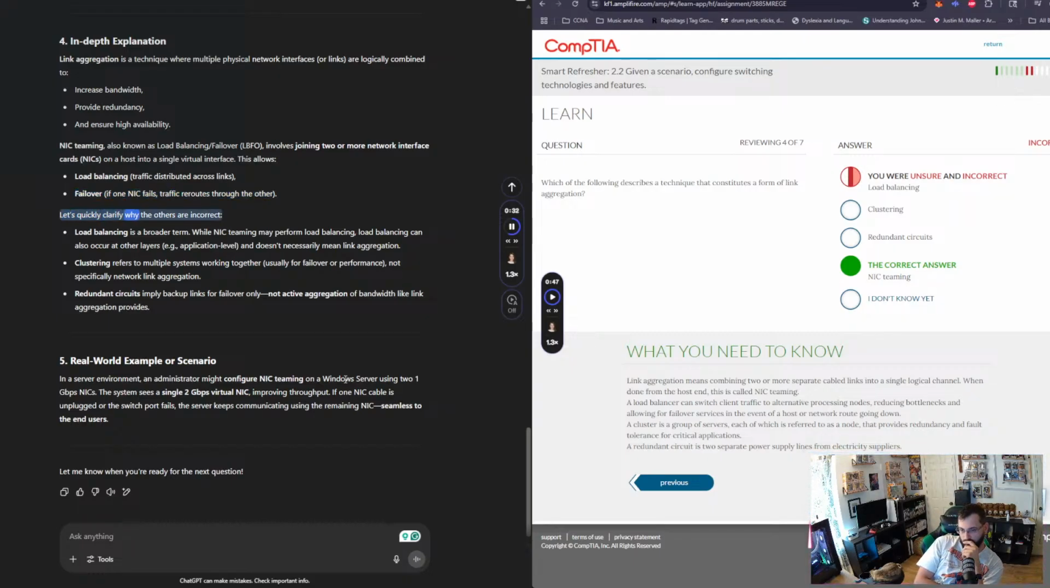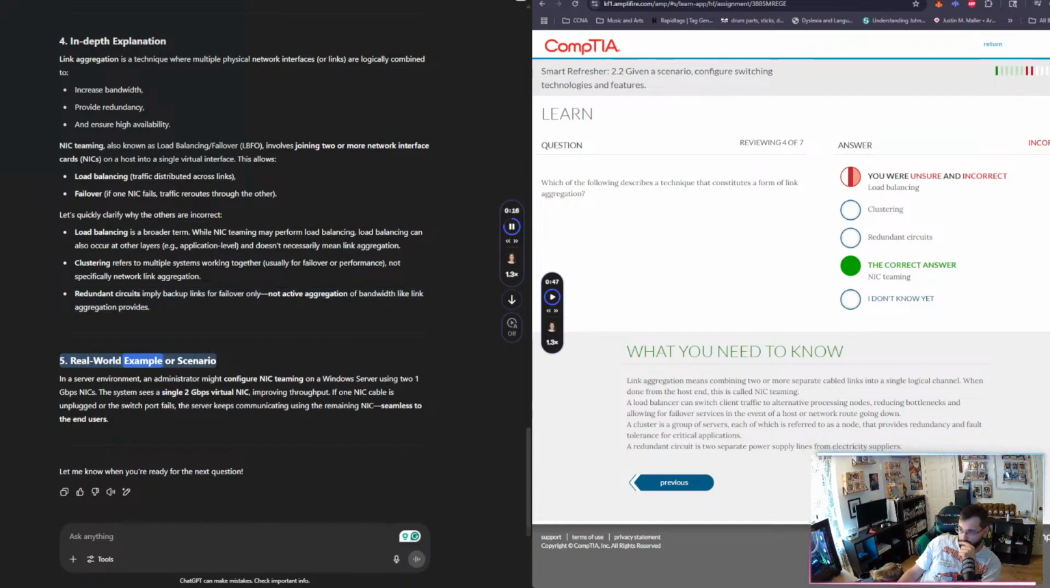Let's quickly clarify why the others are incorrect. Load balancing is a broader term. While NIC teaming may perform load balancing, load balancing can also occur at other layers, for example, application level, and doesn't necessarily mean link aggregation. Clustering refers to multiple systems working together, usually for failover or performance, not specifically network link aggregation. Redundant circuits imply backup links for failover only, not active aggregation of bandwidth like link aggregation provides.